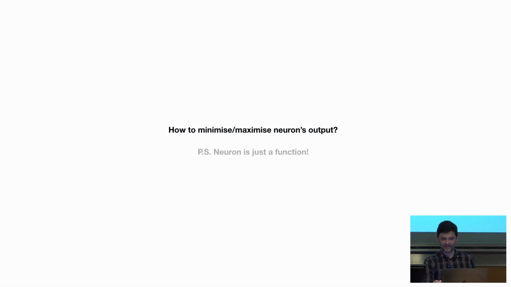And how can we minimize or maximize neuron's output? Yes, so a neuron is just a function, and we already know how to minimize or maximize a function. So we just need to compute the partial derivatives. That's it. You see how derivatives are important in machine learning. By computing them, you will be able to guide it however you want it.